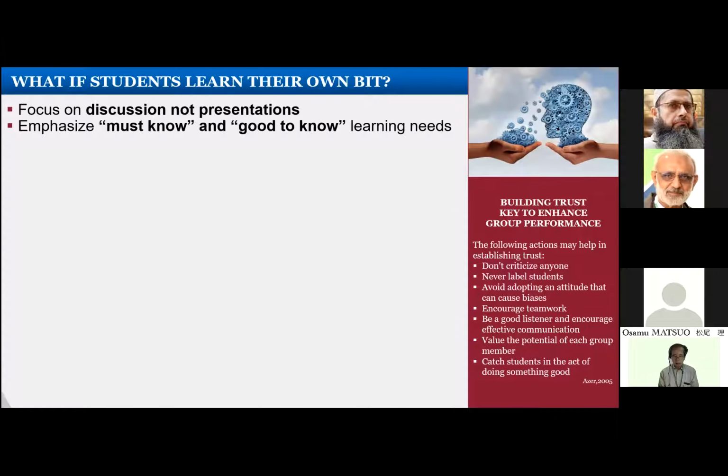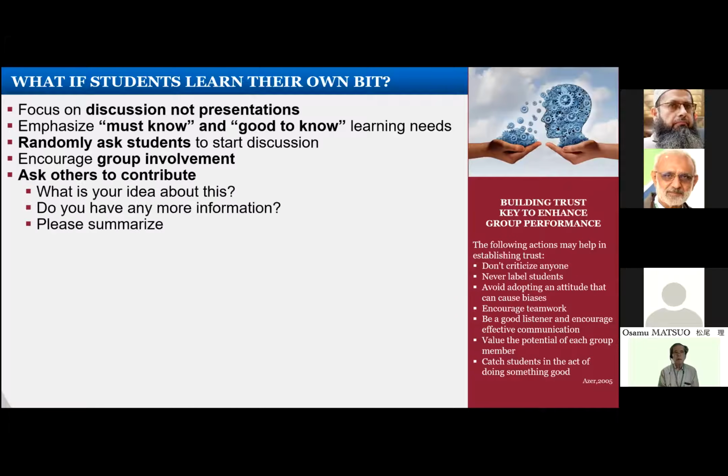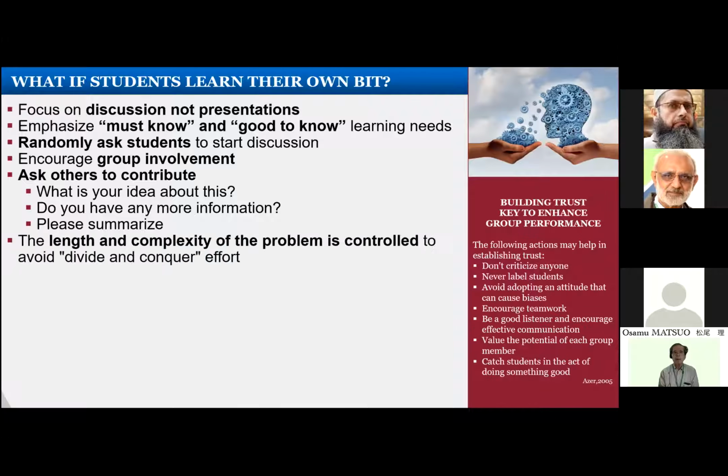Emphasize must-know and good-to-know learning needs. Randomly ask a student to start a discussion so that the divide and rule approach they are using is not functional anymore. Encourage group involvement. Ask all the group members to be involved. Ask others to contribute: what is your idea about it? Do you have any more information? Or worst come to worst, summarize. The shy students who will not come for any discussion, you can ask them to summarize the discussion. At least in that way, you will know how much they have learned.